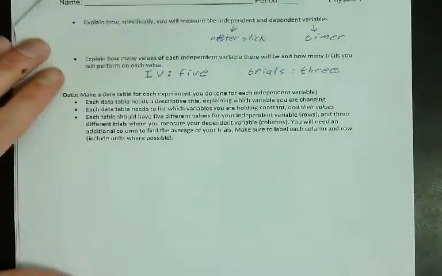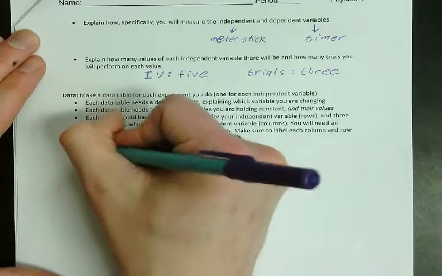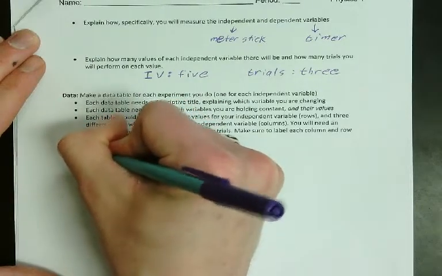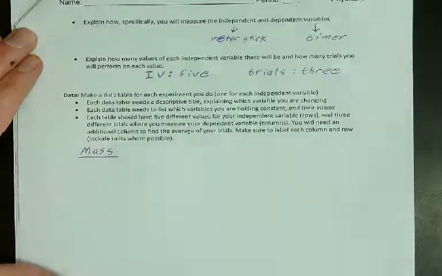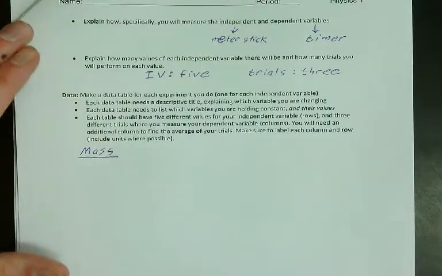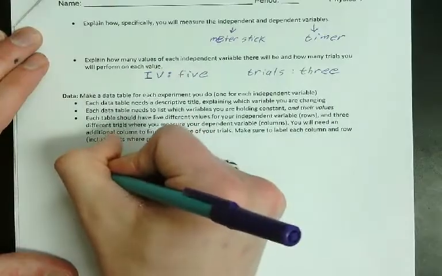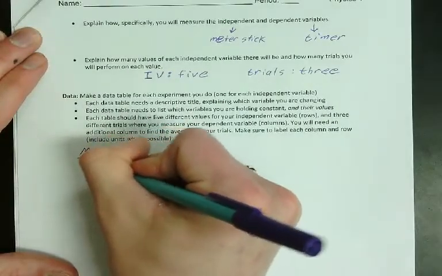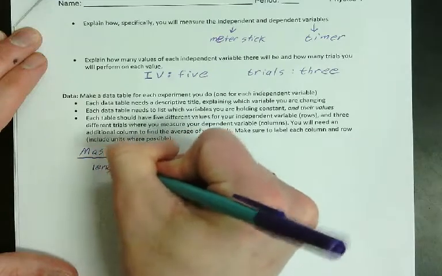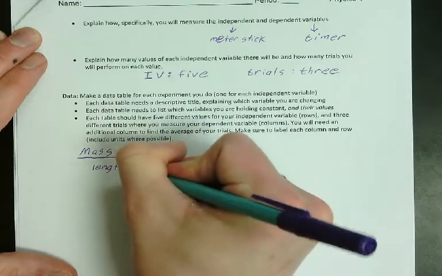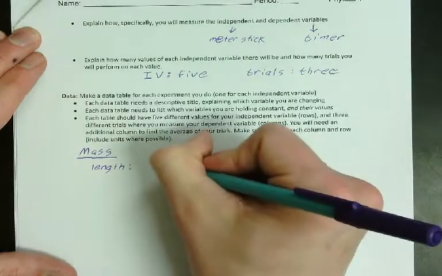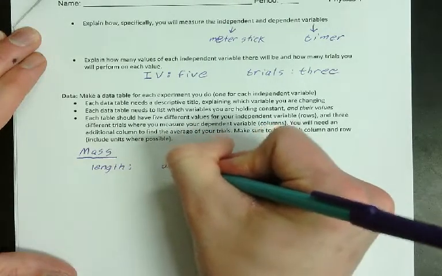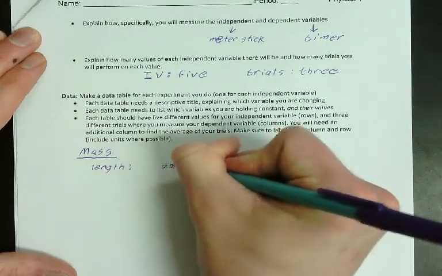So first thing we're going to do is make a title. We're going to make this first table mass. Then we need to make a list of what we're going to keep constant. We're going to keep the length constant. I don't know what that value is yet. You'll measure it when you do the actual lab. And we're also going to keep the amplitude constant. Again, I don't know that value yet. You'll measure it when you do the lab.